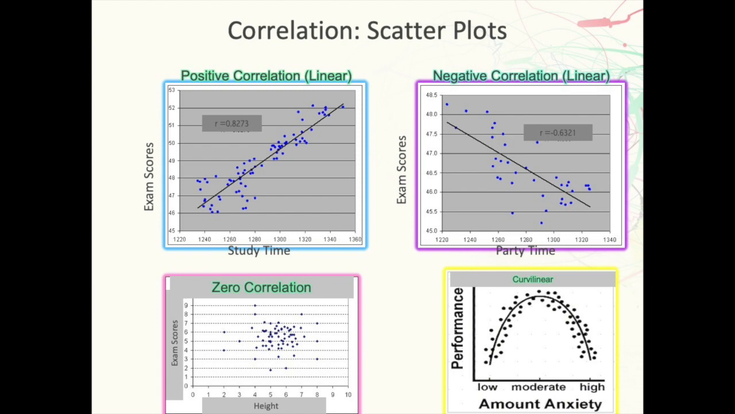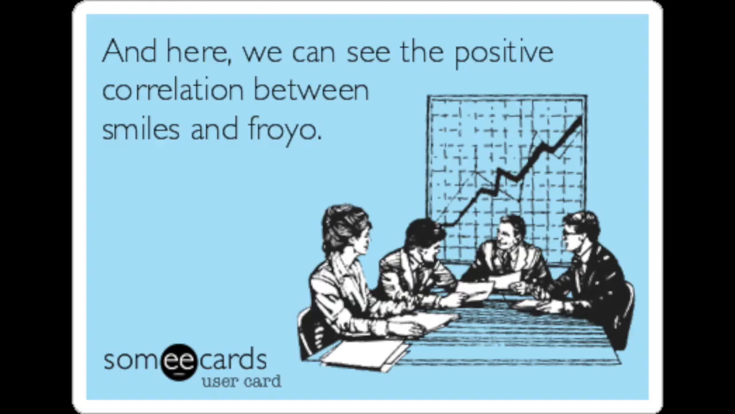A positive correlation is going to let you know that you have a positive relationship between your two variables. That would be represented by a positive number. So when you do your correlational formula and you get a positive number, you know that you have a positive correlation. And what that means is that your two variables are in a positive, loving relationship.